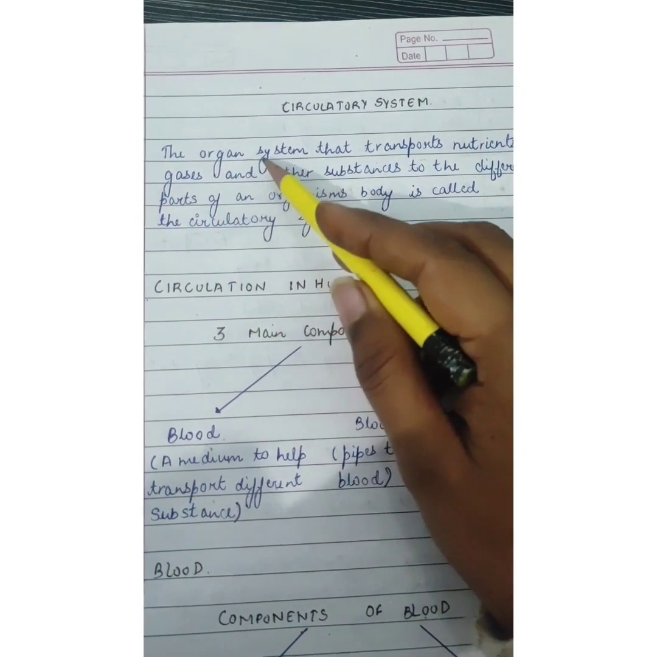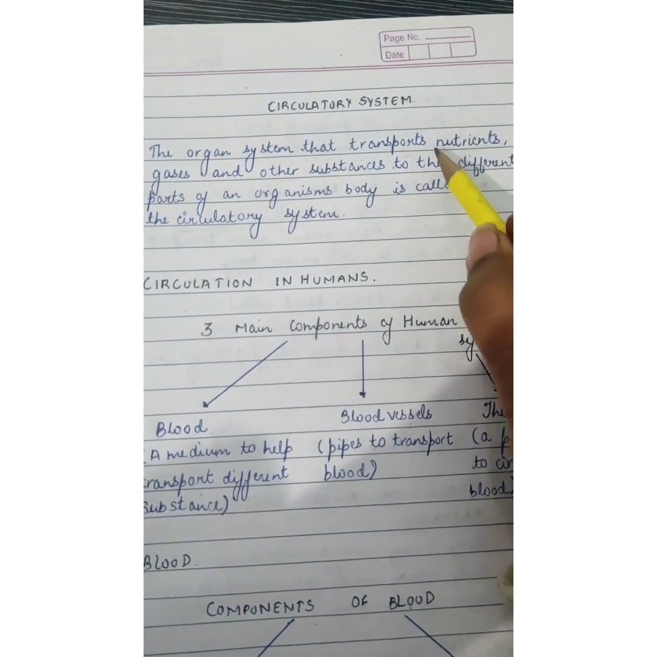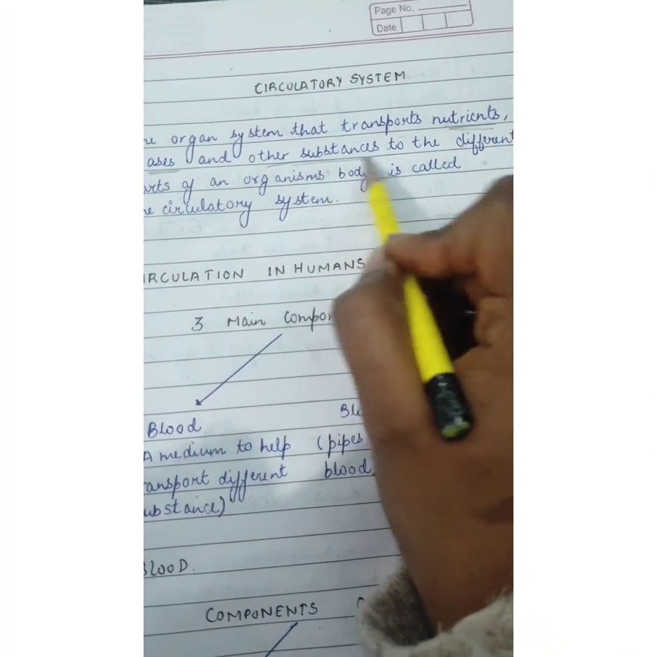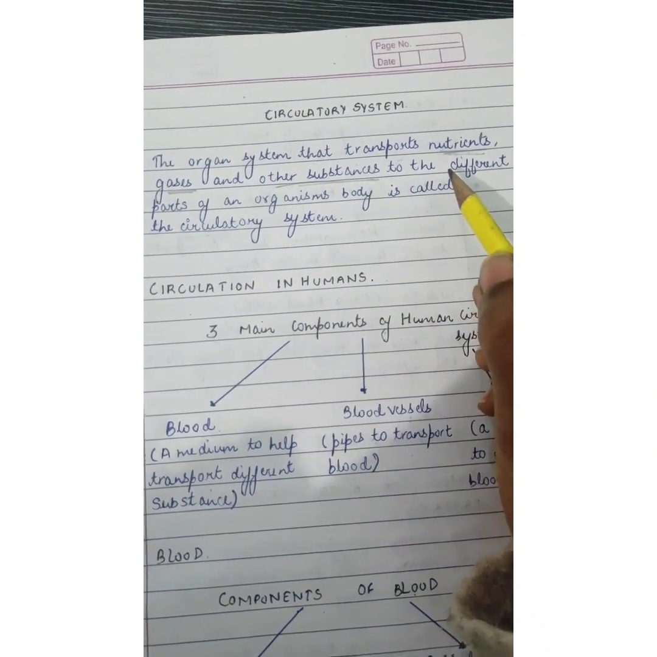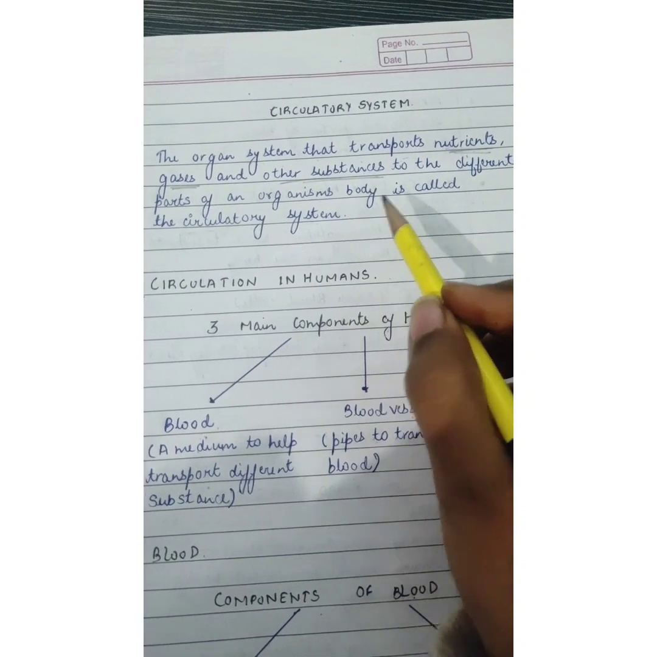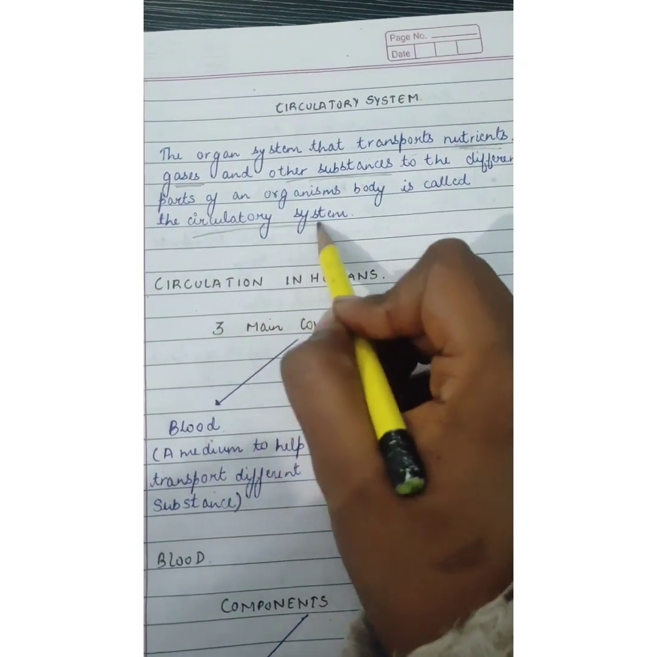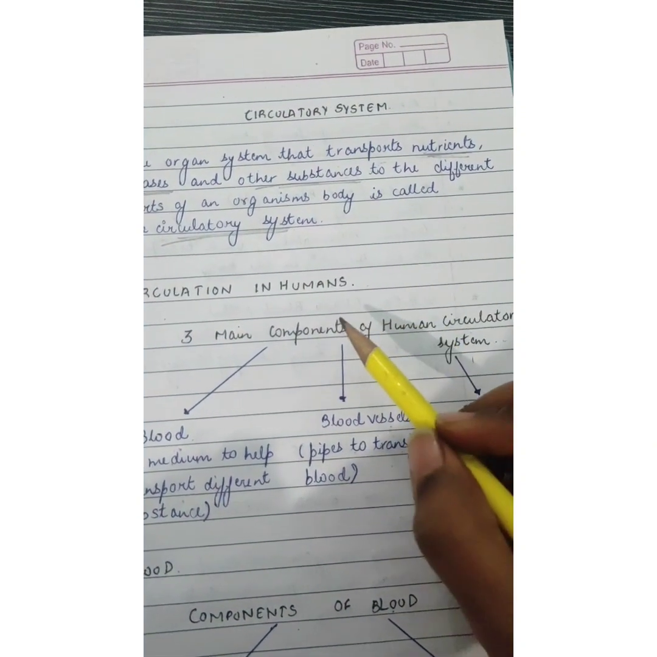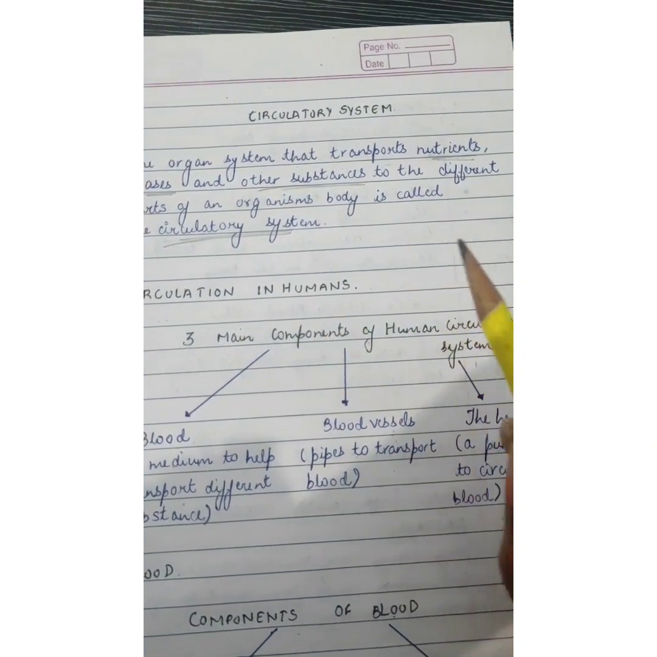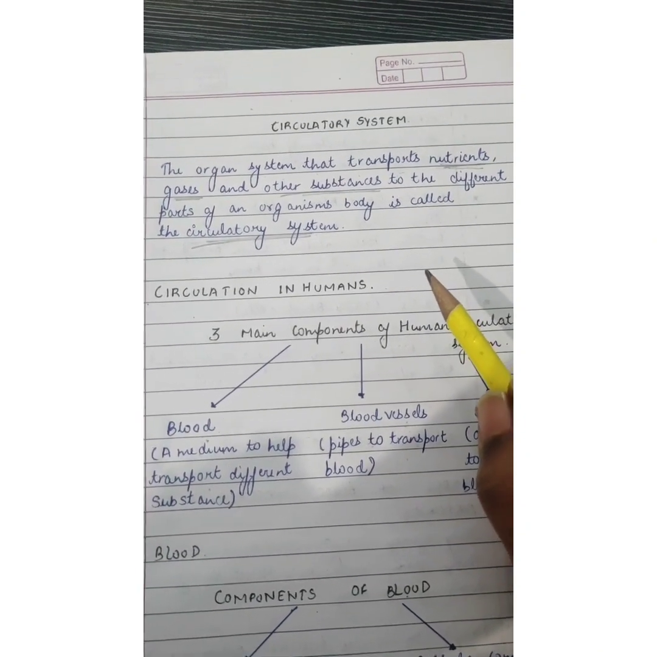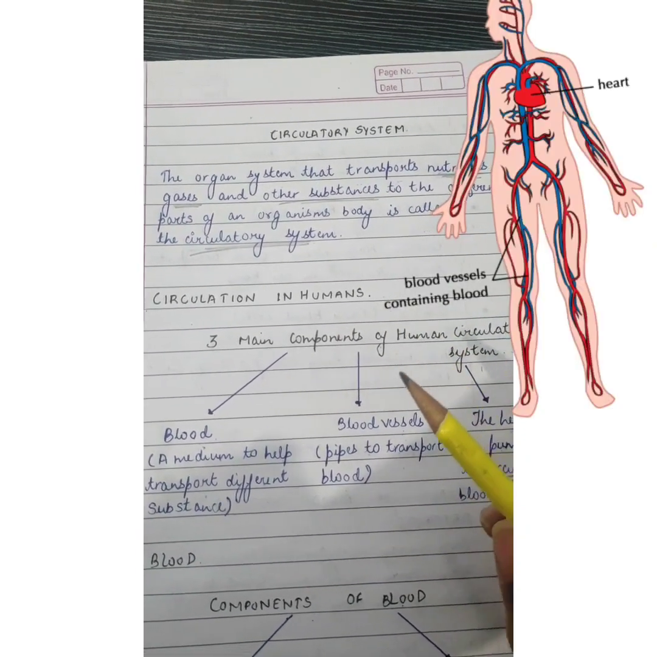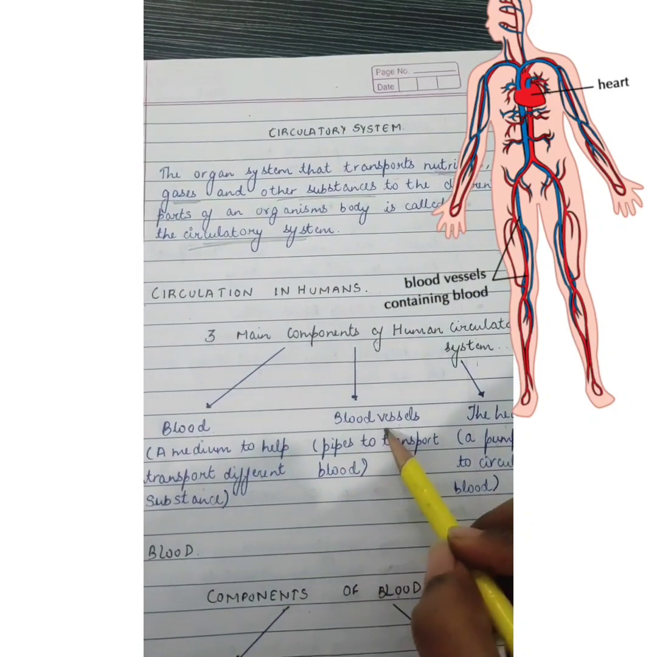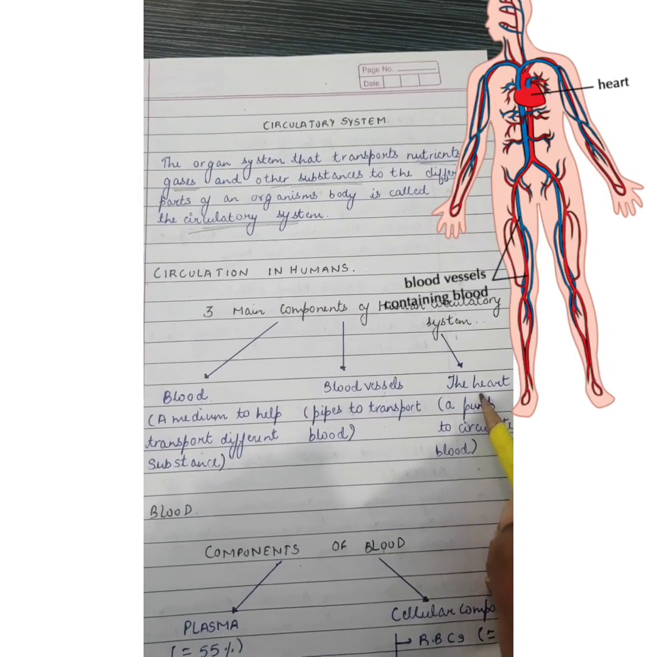The organ system that transports nutrients, gases, and other substances to the different parts of an organism's body is called the circulatory system. The circulatory system in humans has three main components. The three main components of the human circulatory system are blood, blood vessels, and the heart.